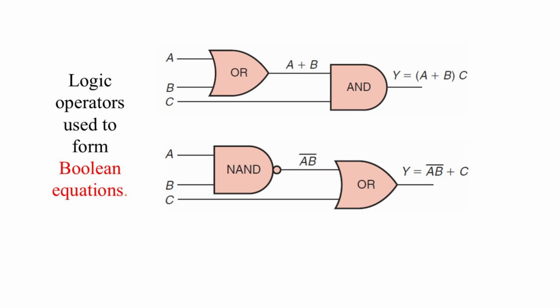Now, let's look at the second example. Inputs A and B go into a NAND gate. That gives us A and B, with a bar over it.